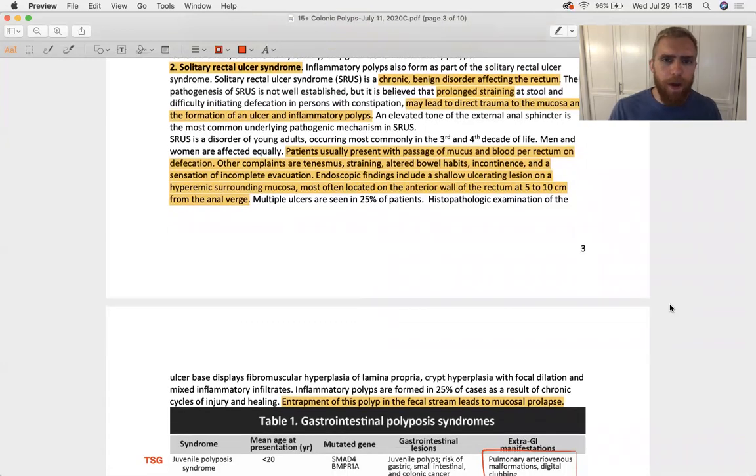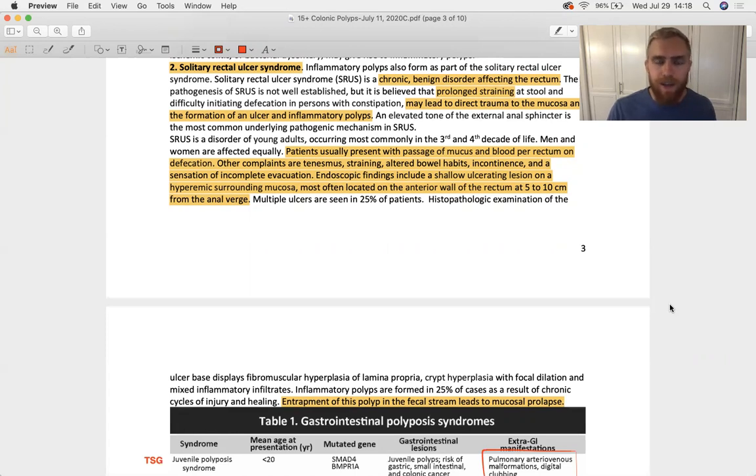Then the text talks about this solitary rectal ulcer syndrome, which is a chronic disorder characterized by benign polypoid growth, and it particularly affects the rectum. And not only do you see inflammatory benign polyps in the rectum, you also may see a single solitary ulcer. And how the ulcer gets there is, well, think about trying really hard to poop. That's how the ulcer gets there. So the patients are going to present with mucus and blood per rectum on defecation.